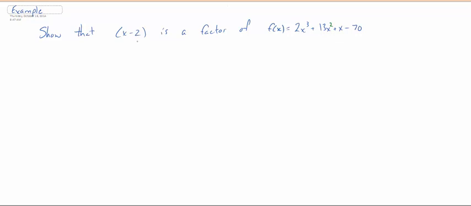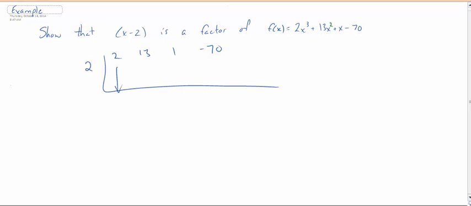So, 2 ways to do it. We could do long division, but since this is x minus something or x plus something, I'm going to go ahead and use synthetic division. 2, 13, 1, negative 70. And I put 2 outside here. 2 is the value, it's the 0 that I'm claiming works. I'm claiming that 2 is a 0, is a root of this polynomial. And if it is, that means x minus 2 is a factor.